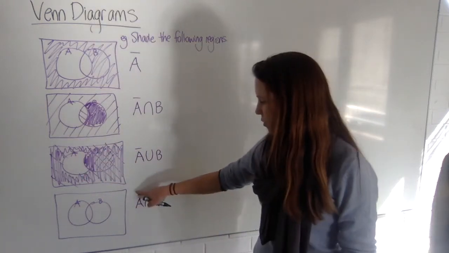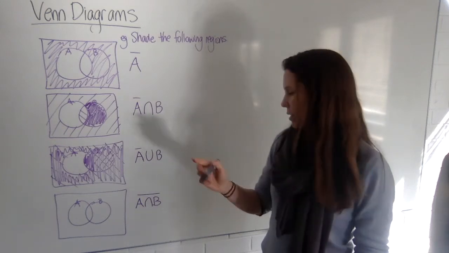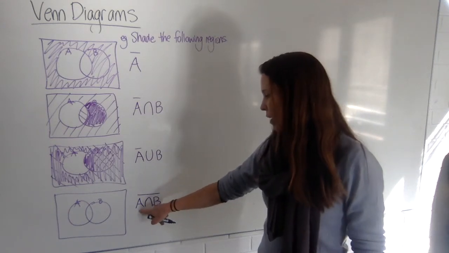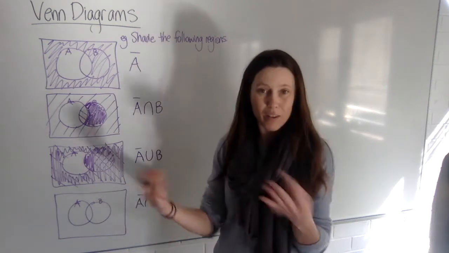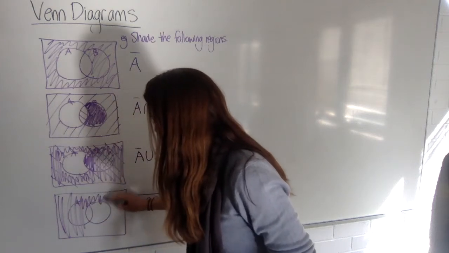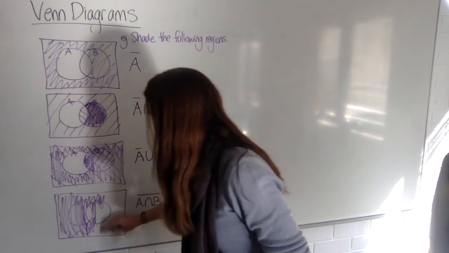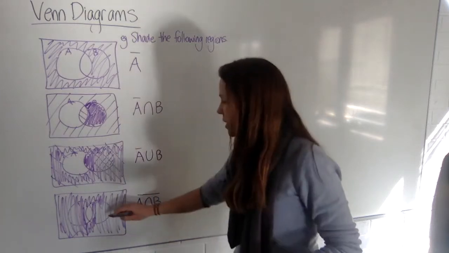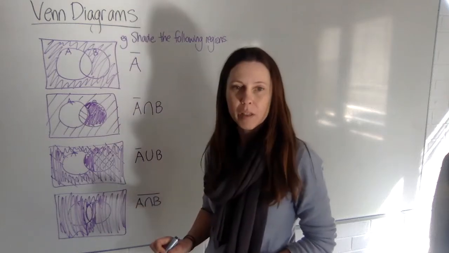And the last one, we've got the not going right over the top. So the easiest way to do this type is to say, well, what is the intersection of A and B? It's that part there in the middle. So what's not that? Well, everything else. So we can shade the entire thing except for that little almond-shaped section in the middle. Obviously, that's very messy, but you get the idea. We're shading everything except that.